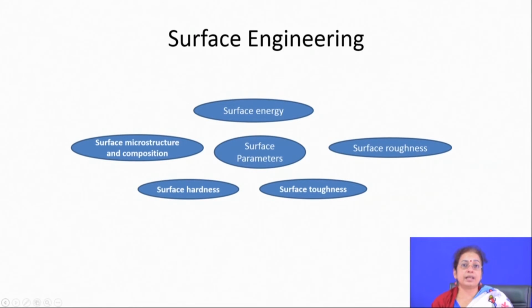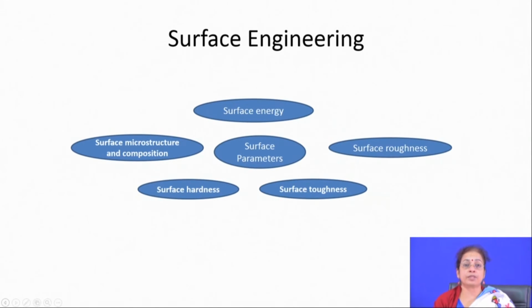Microstructure and composition are very important, because ultimately it is the surface microstructure and composition which controls everything. If it is a uniform microstructure and composition, then the corrosion mode will be uniform. If it is non-uniform, there will be galvanic corrosion. If there are several precipitates around grain boundaries, then there will be intergranular corrosion. There may also be some stress corrosion cracking problem. Surface hardness is also important, because surface hardness influences the erosion corrosion behavior.